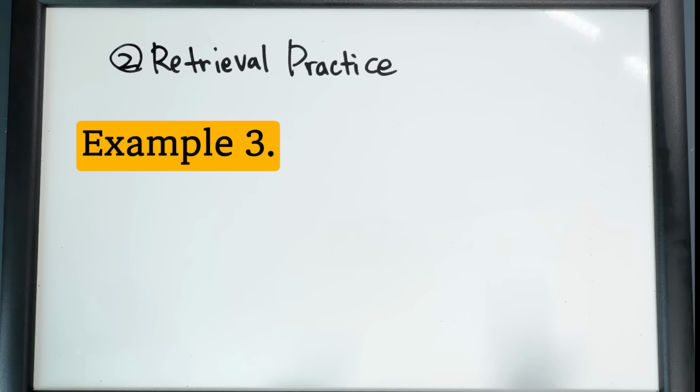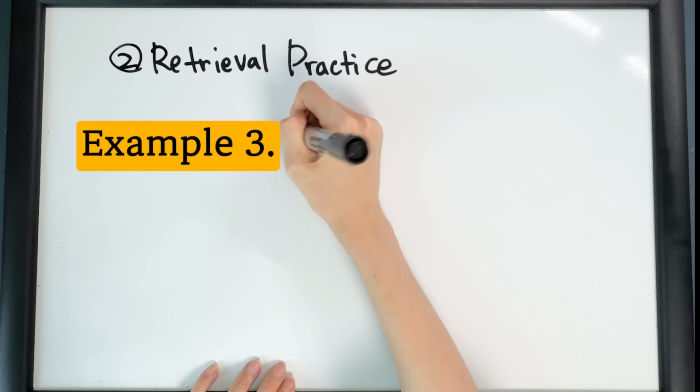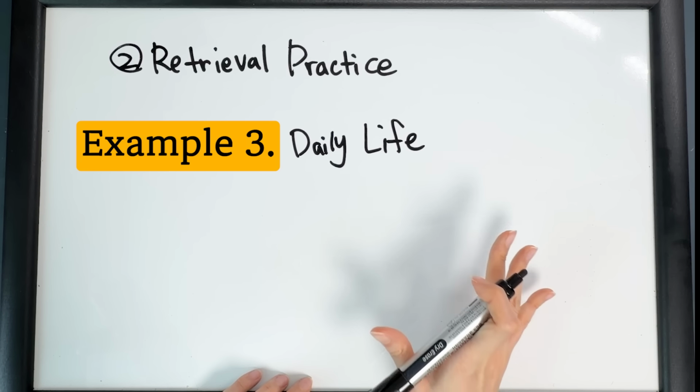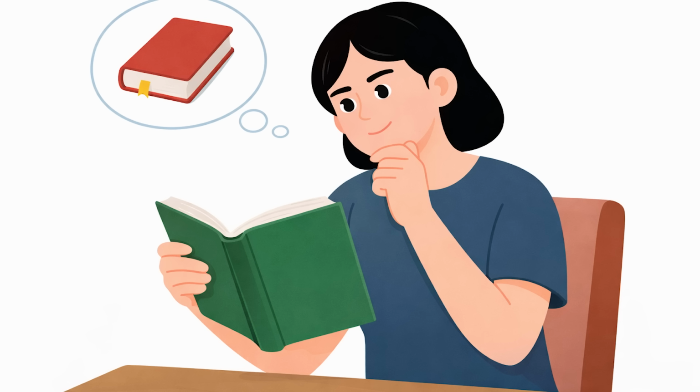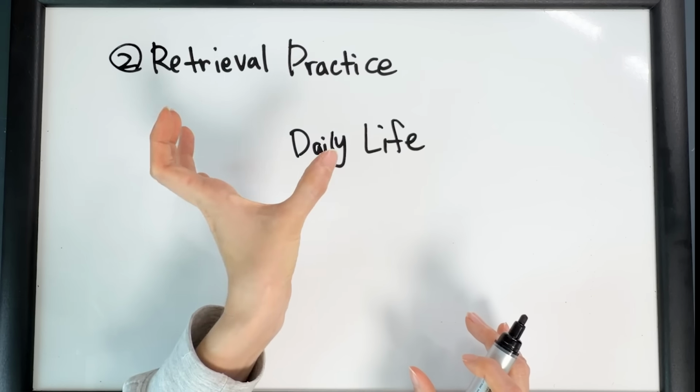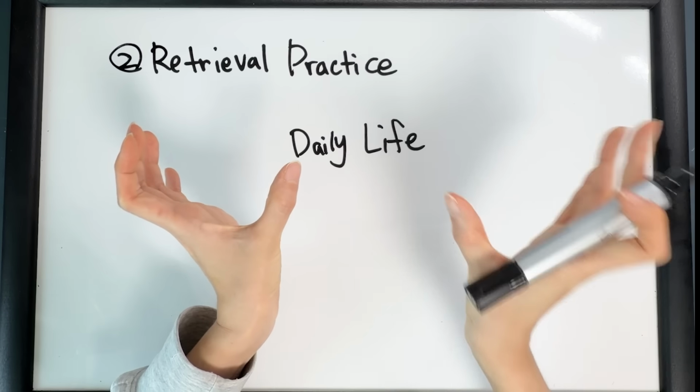And another simple way to practice recall is in your daily life. For example, when you're eating with a spoon, you go, "What was spoon in Korean?" "Oh, 숟가락." Or when you read a book, you do the same. "I know what this is. 책." So you're associating the actual things you encounter in real life with the words you learned.